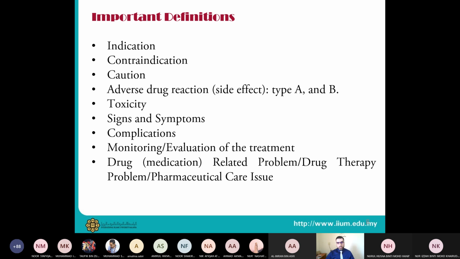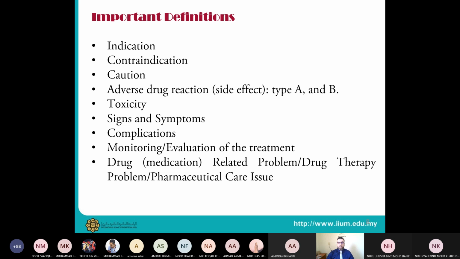Okay. Usually I always use this slide at the beginning because there are some definitions. I noticed that students may get confused and also the definition is not clear for them. The first one is an indication. What do you mean when we say this medication is indicated? An indication is the reason for which you will give a medication, whether it is for therapeutic, prevention, or any other purposes. Okay, so this is the indication.